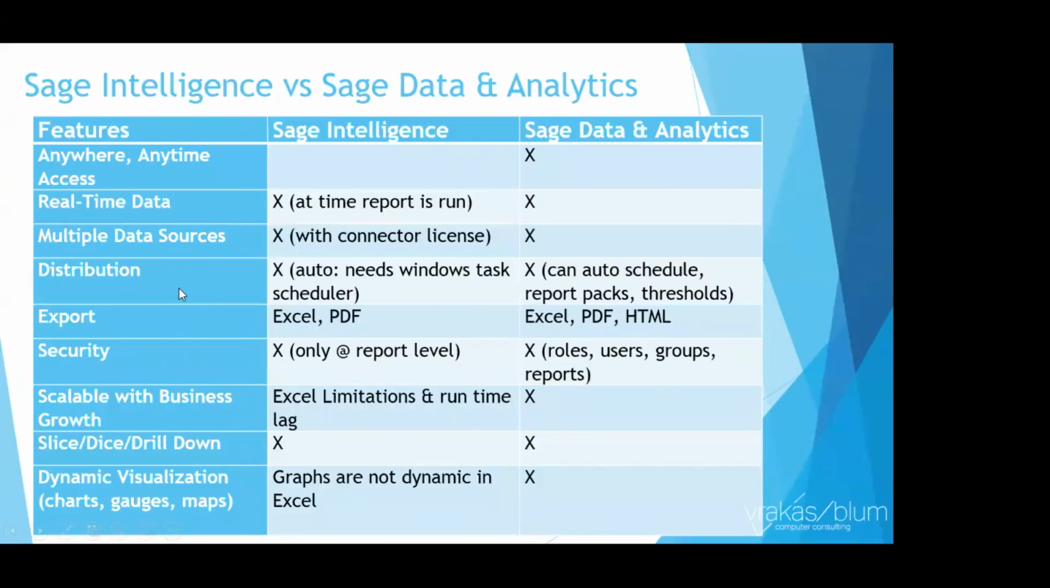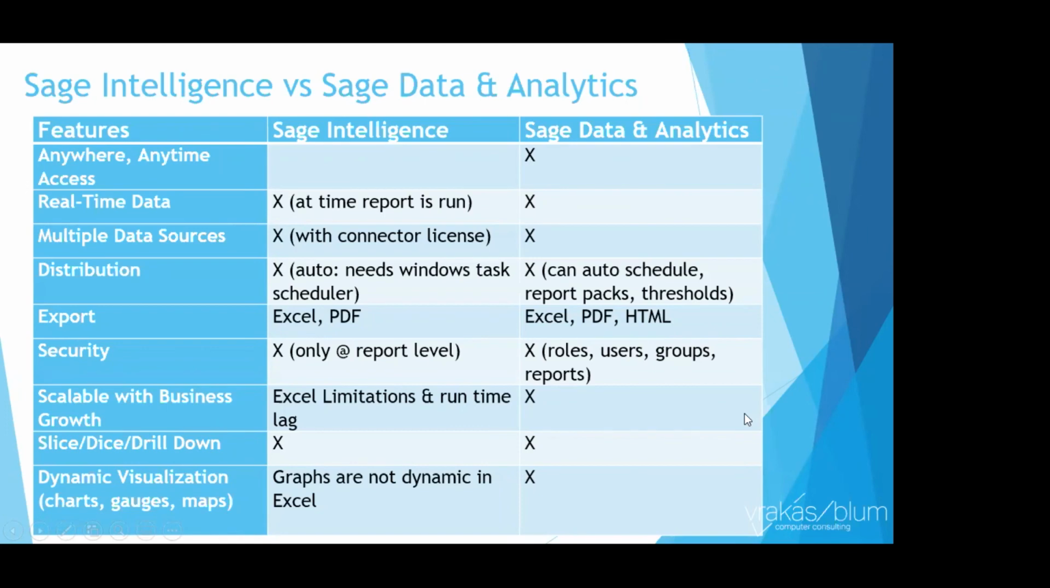So you can connect all these different data sources in Sage Data and Analytics as well. Continuing on, distribution, we saw this, yes, for Sage Intelligence, yes, for Sage Data and Analytics. They can do auto scheduling, report packs, and thresholds, Excel, PDF, and HTML for the export, which is cool. The security in Sage Intelligence is only at the report level. For Sage Data and Analytics, I didn't go over this too much, but you can have roles, users and groups, you can limit viewing reports based on the report itself or based on the group. There's a lot of different ways you could set up security.